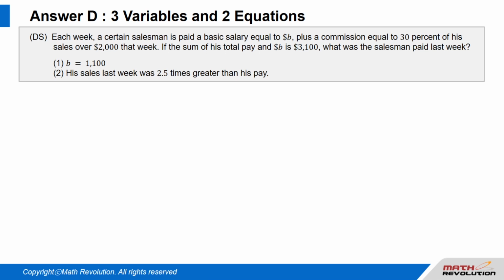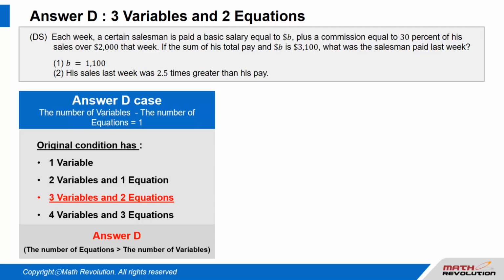Condition 1. B equals 1,100. Condition 2. His sales last week was 2.5 times greater than his pay. Solution. Now we will solve this DS question using the variable approach.